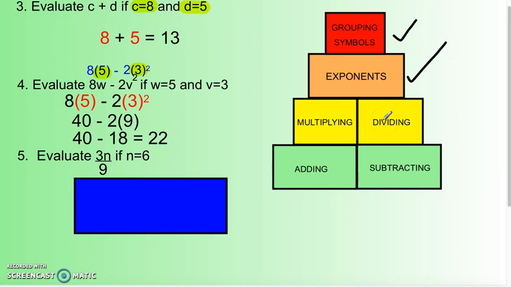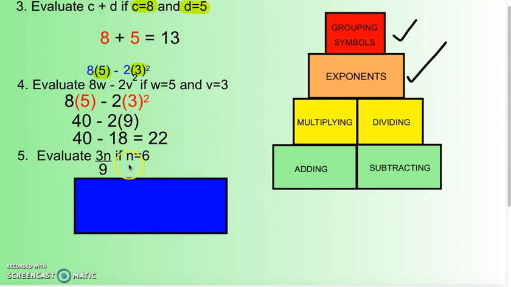Multiplying and dividing. Well, there is multiplication here. There's 8 times 5, which is 40. And now there is 2 times 9, which is 18. So our last step is to subtract them because there is a subtraction symbol here, 40 minus 18, and the answer is 22.